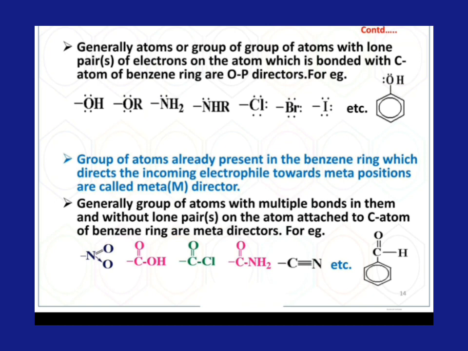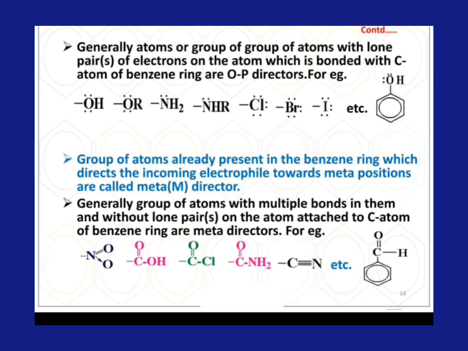Here in the figure you see an atom or group of atoms with a lone pair of electrons, which is bonded to the carbon atom of the benzene ring, are ortho para directors. For example, here OH, OR, NH2, NHR, Cl, Br, iodine, etc. In the attachment to the benzene ring, OH is an ortho para director.